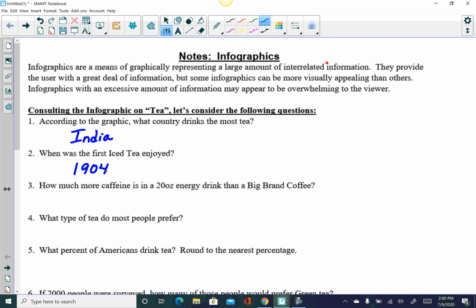Some are going to require us to do a little bit more work, and that's what's going to happen pretty much as we move forward through this set of questions.